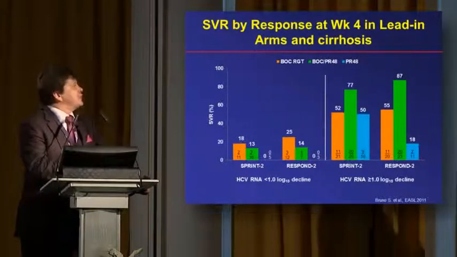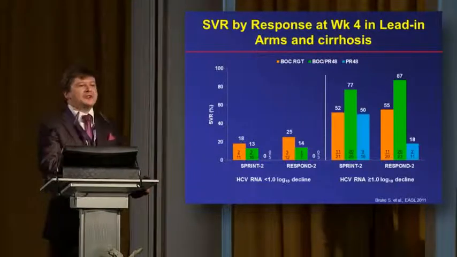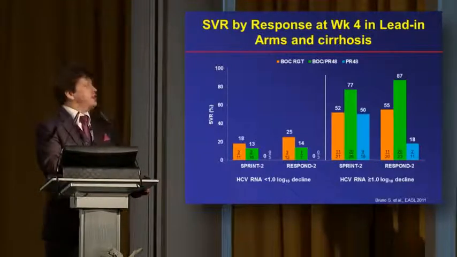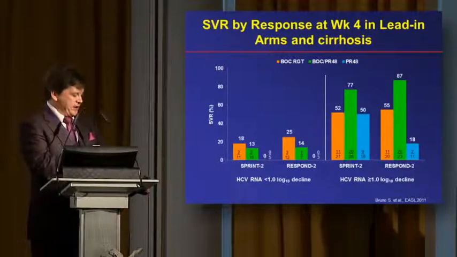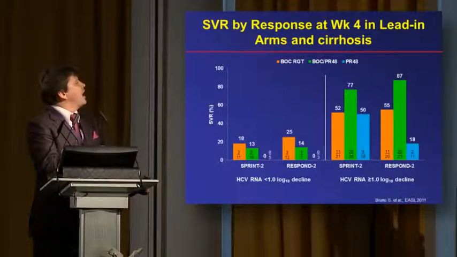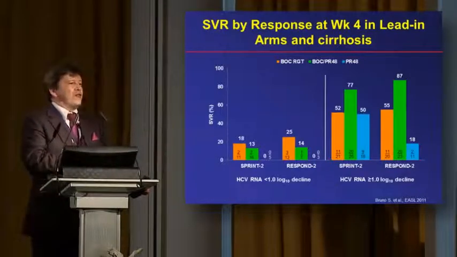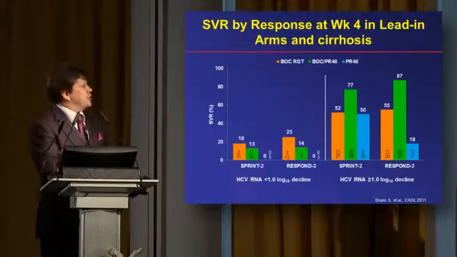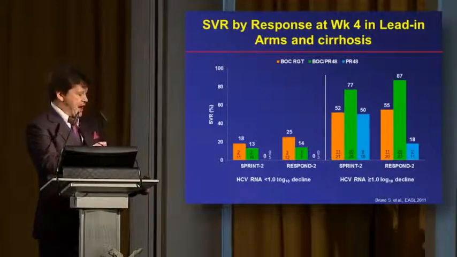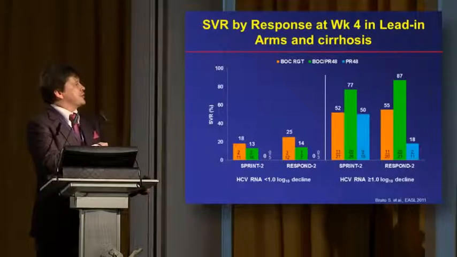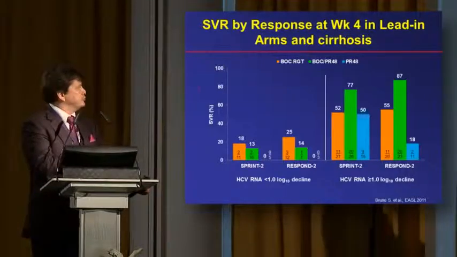Similar results were seen for patients with cirrhosis. You see, both treatment-naive and treatment-experienced patients with cirrhosis had high SVR rates if they were responsive to interferon after the lead-in, compared with patients who were poorly responsive to interferon after the lead-in.